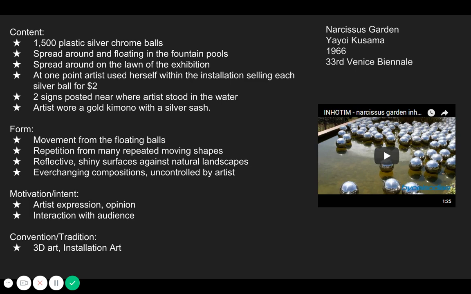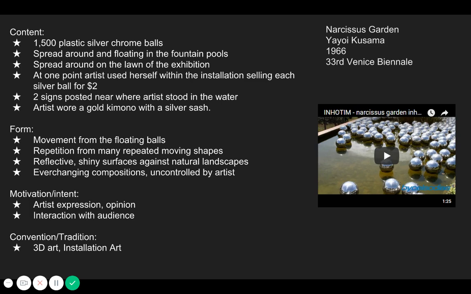We're going to take a look at her art piece now, which is in our AP book. And it's called Narcissist Garden by Yayoi Kusama. It is from 1966. It was originally displayed at the 33rd Venice Biennale, which we learned about earlier.